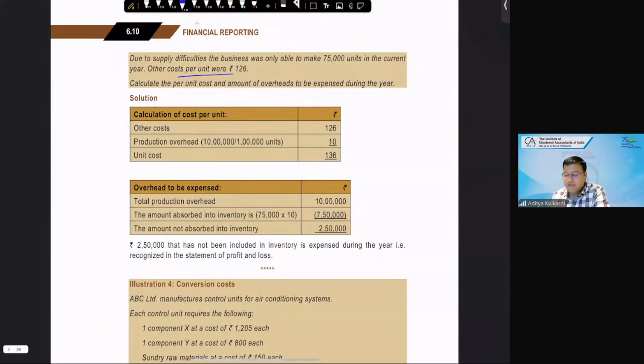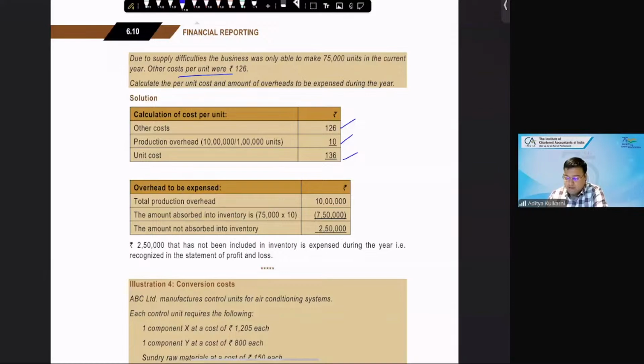126. Calculate cost per unit and overheads to be expensed. No other data is given. So here we have to use the output method. So other cost 126, overhead absorbed is 10. So that is 10 lakh rupees divided by 1 lakh units. So unit cost is 136.